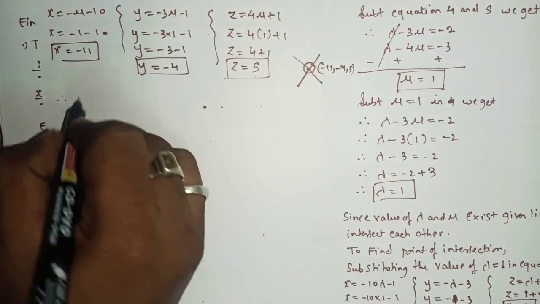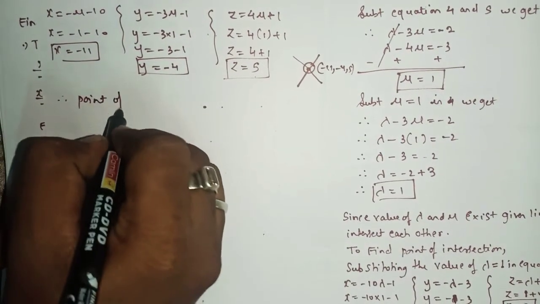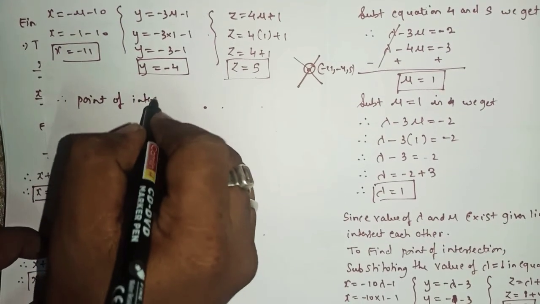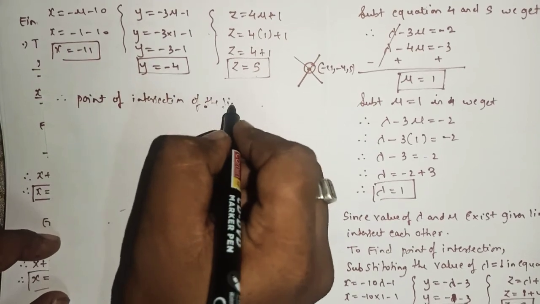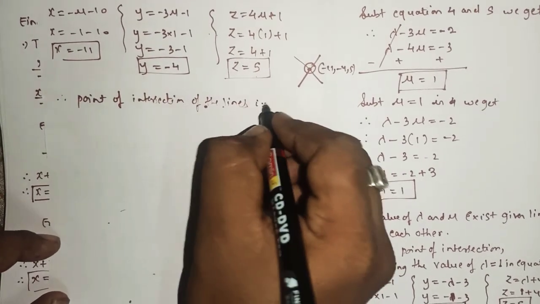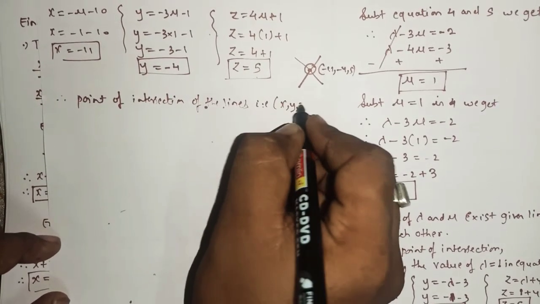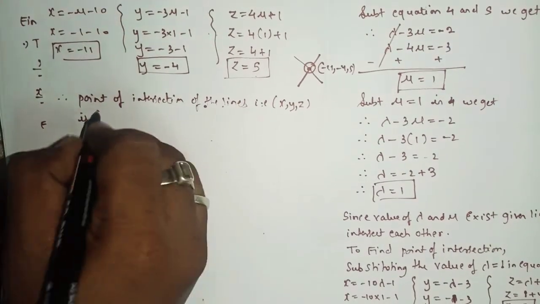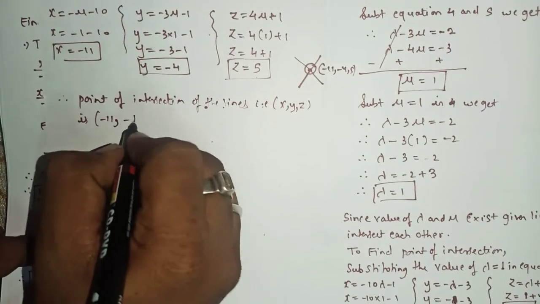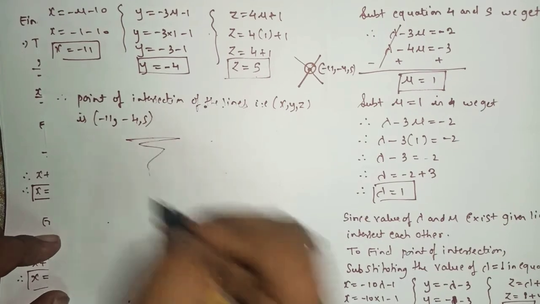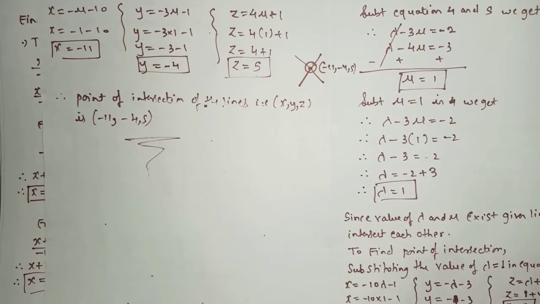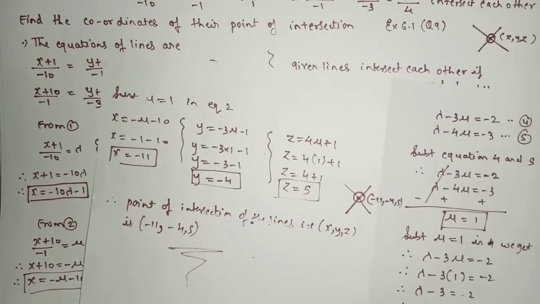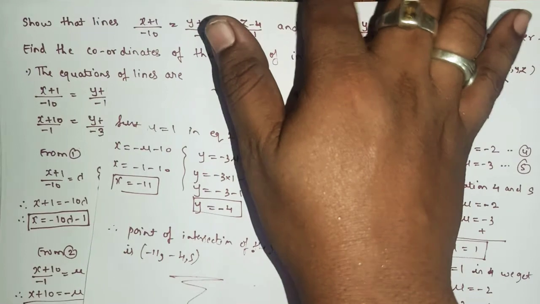So in the last step you can write that the point of intersection of the lines, that is x comma y comma z, is -11, -4, and 5. So in this way you can find your answer of two given Cartesian equation of lines.